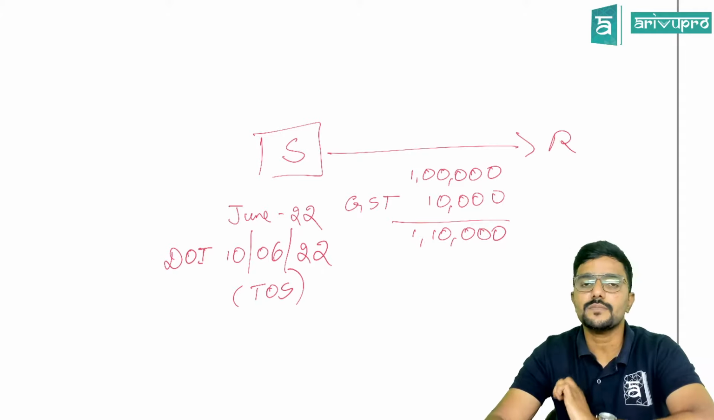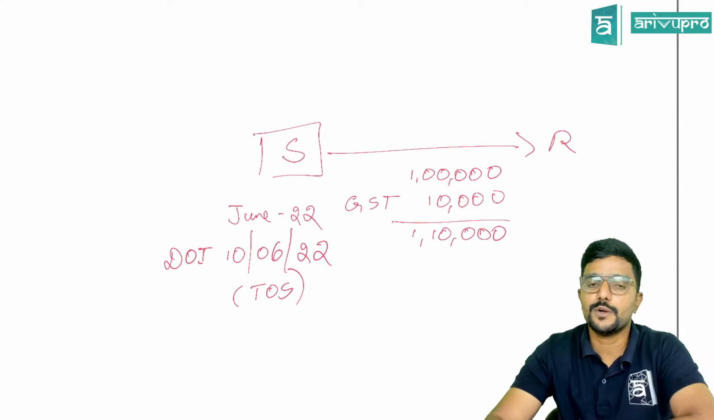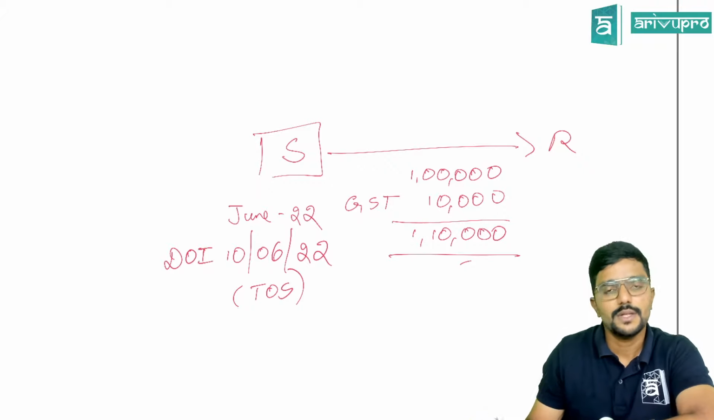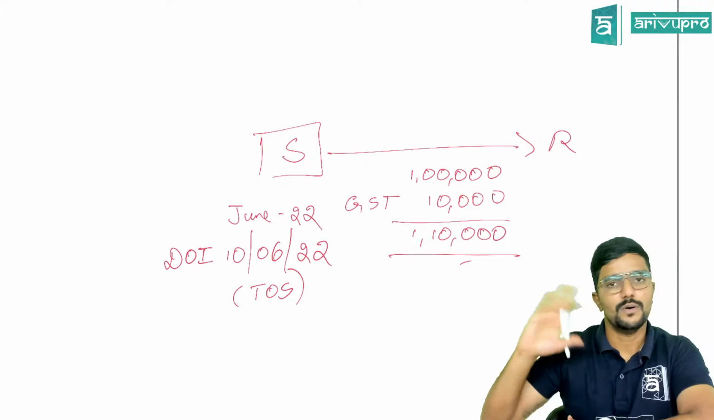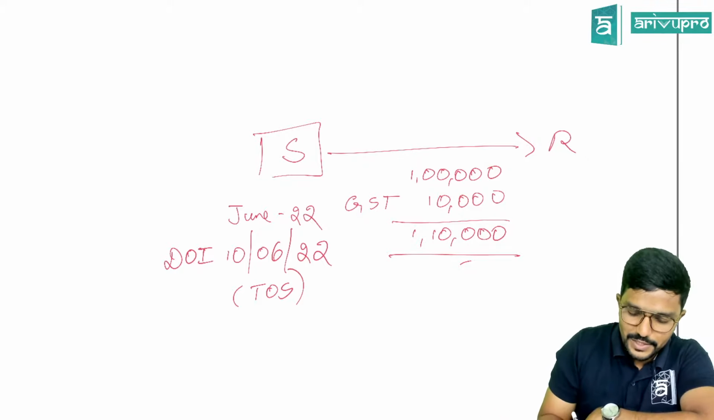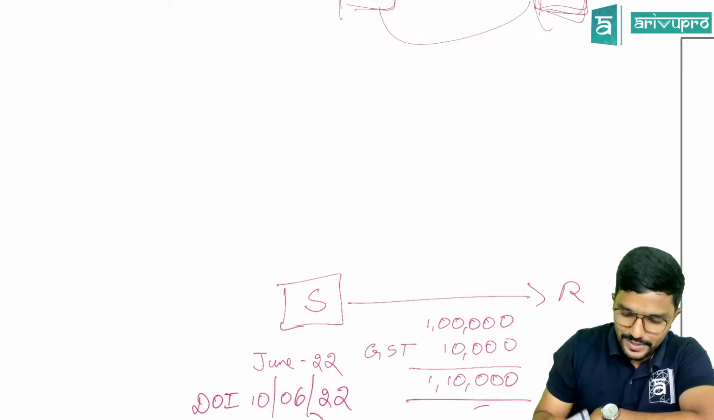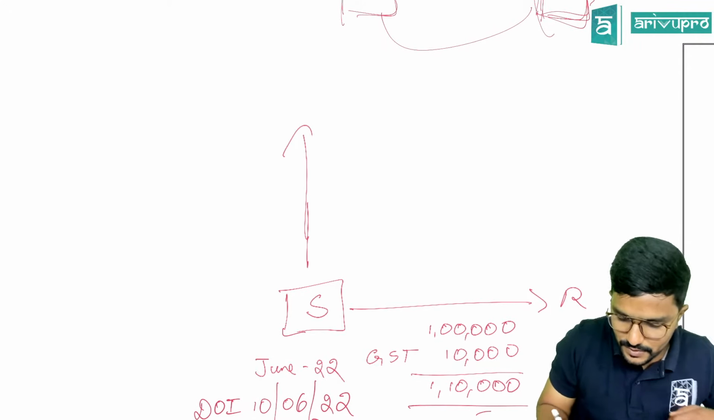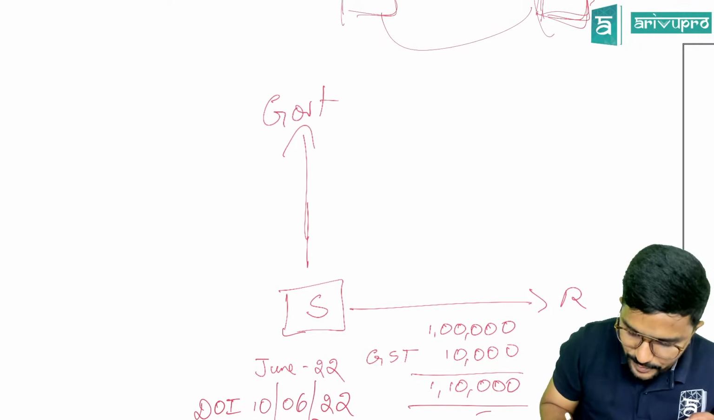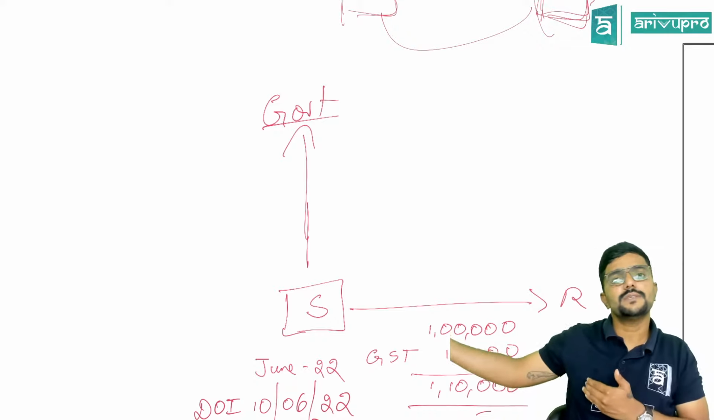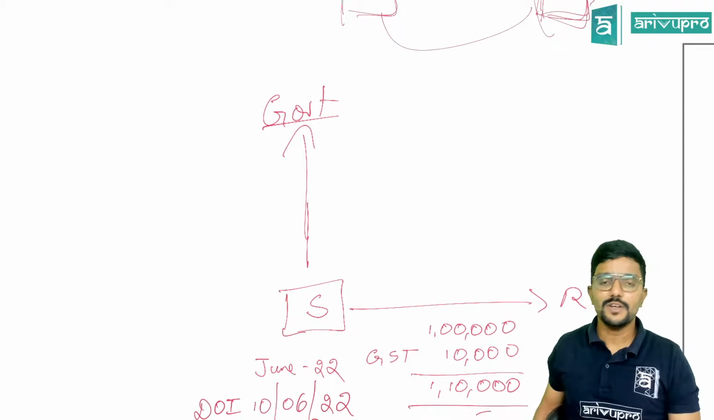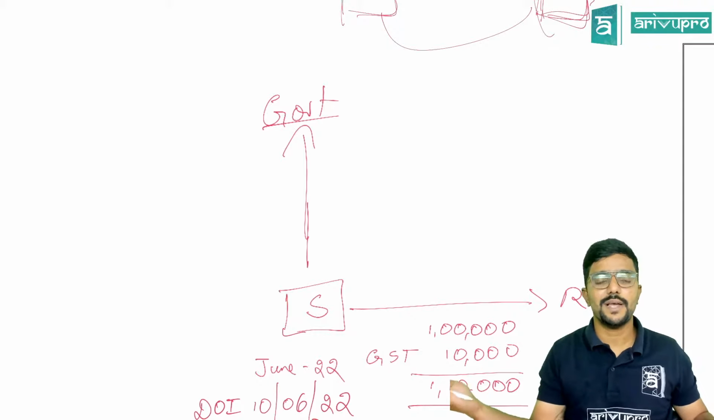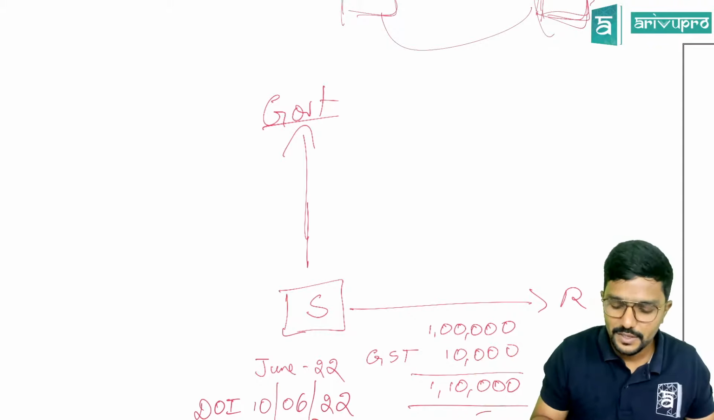Okay, sir. Now, the invoice is issued for 1 lakh plus GST 10,000, which comes to 1,10,000. The recipient has told the supplier, I will pay you, give me some time. Now, what happens when 20th July comes? When 20th July comes, the supplier has to pay out of his pocket. He has not received the money from the recipient, but still, who has the liability? Supplier.